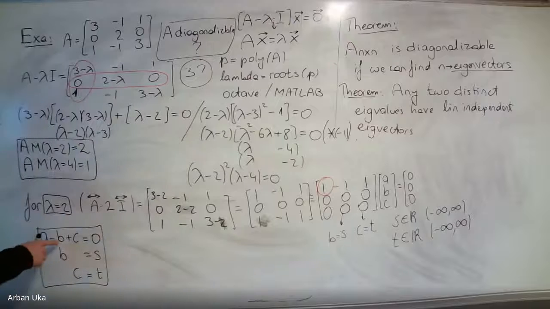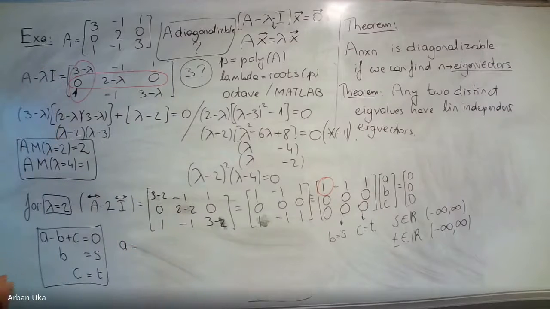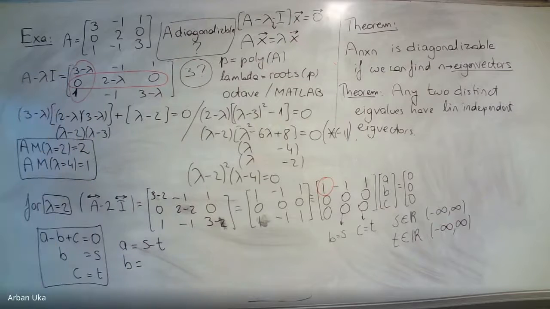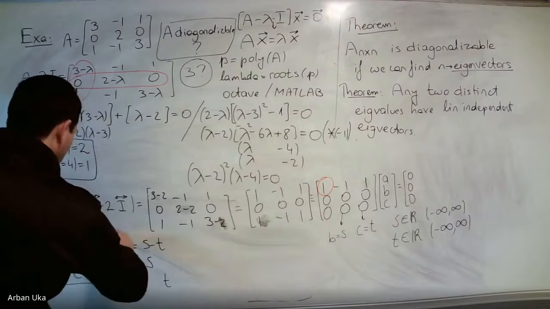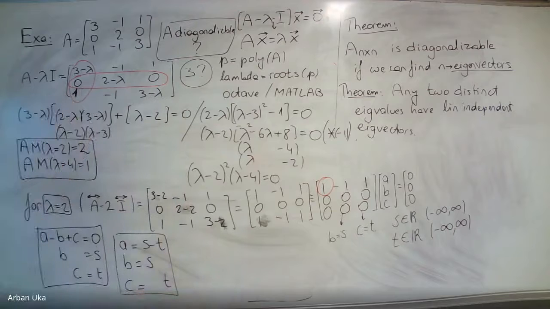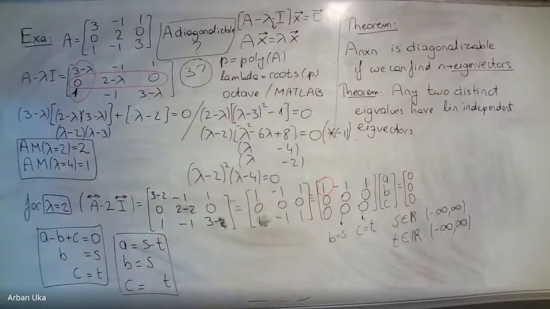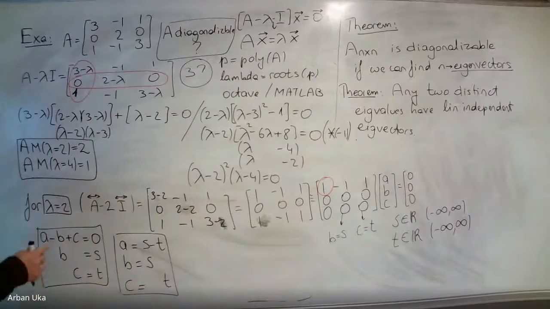Then, let's substitute for B and C the free variables S and T. Okay? And here we obtain that A is equal to B minus C, which is S minus T. B is equal to S, and C is equal to T. So this set of equations, they are equivalent with respect to each other, and it looks immediately that since we have two free variables, the nullity of the eigenspace of lambda equal to 2 is equal to 2.